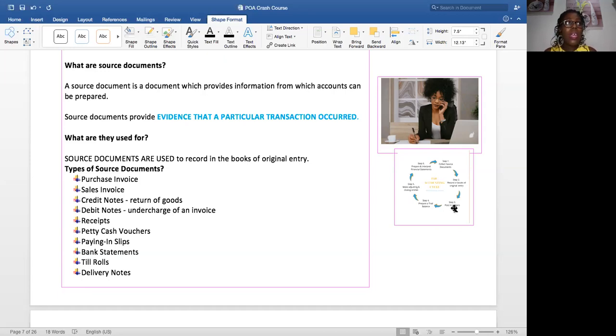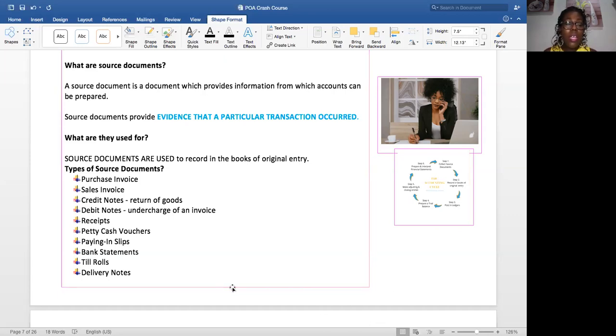Pay-in slips. This is something you get when you deposit money into your bank account. They give you a slip. Bank statements, that should be easy to understand, but it's a document that your bank will send you every month to show you all the activities that occurred during the month.